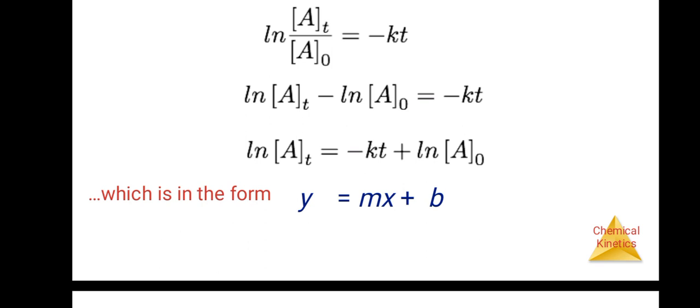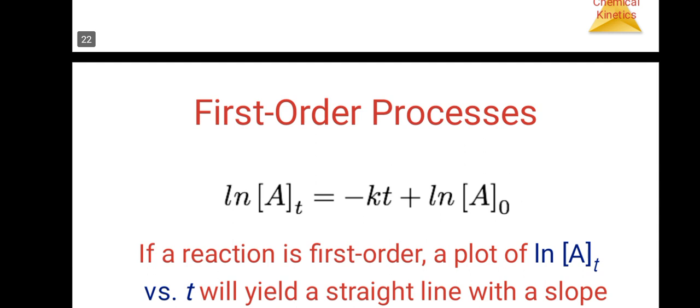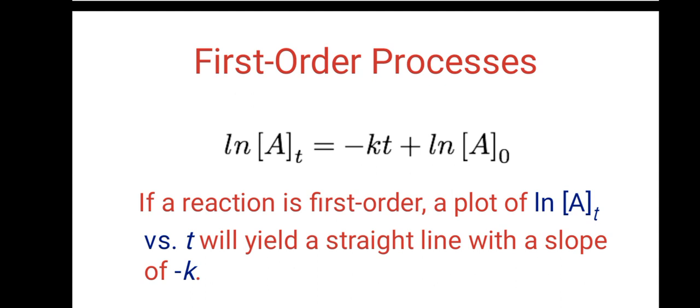Now notice that this form obeys the equation of the straight line. Now when you look at the constant K, it is negative. That simply tells you that if you plot this, it's going to be a straight line, but it's going to be negative. And of course, this is an important equation, the integrated rate law for first order. So make sure you know it by heart.